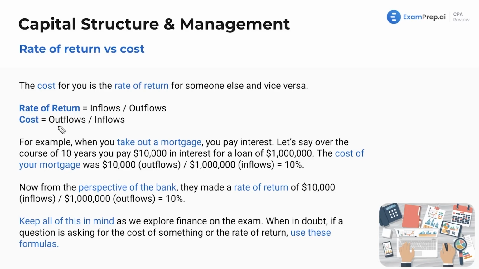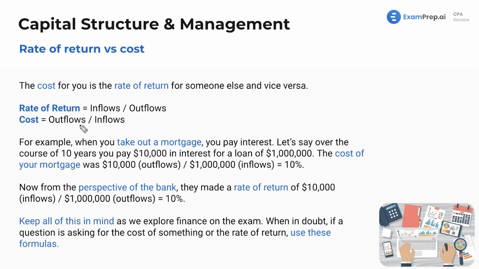well, how much did I pay in credit card interest? What's the cost of borrowing money with that? Or how much did I make on a stock? And then obviously for a company, what's our rate of return on this new factory that we started? Or what's the cost of borrowing money so that we can build that factory? So the cost for you is the rate of return for someone else and vice versa. So the cost for you to borrow money from the bank is the rate of return for the bank. And the rate of return on a stock for you is the cost the company incurred in order to raise money through that stock.